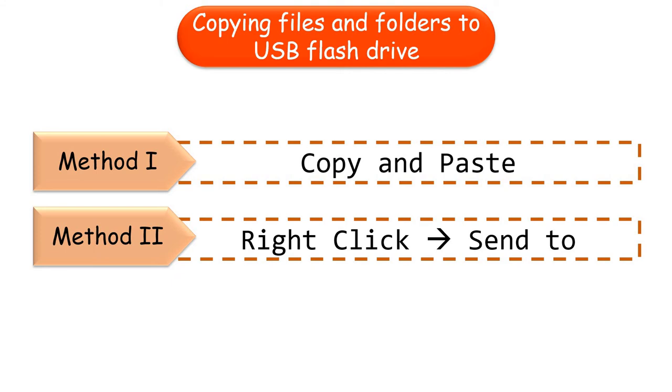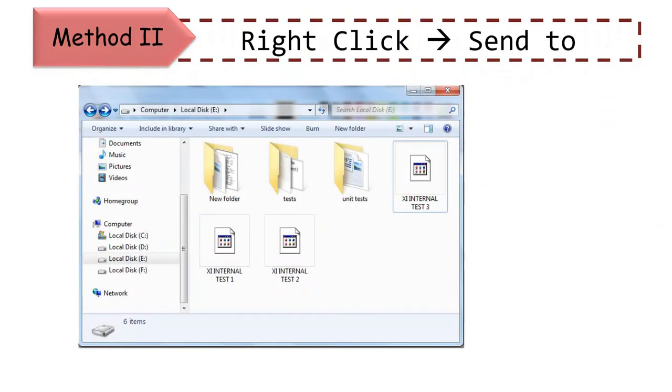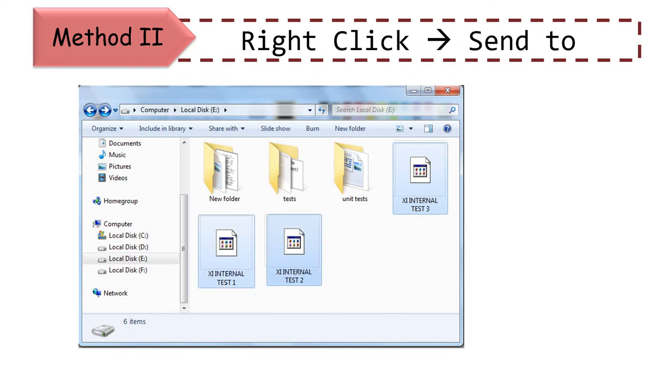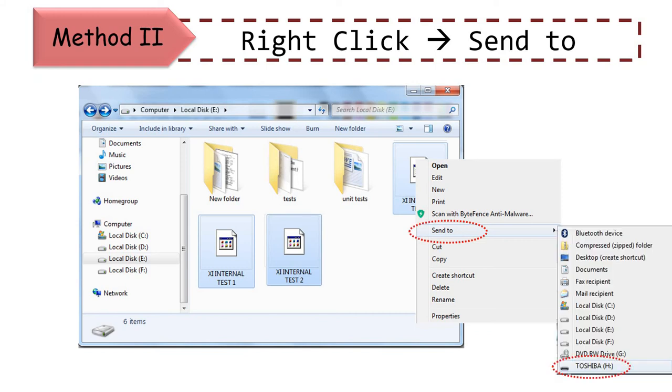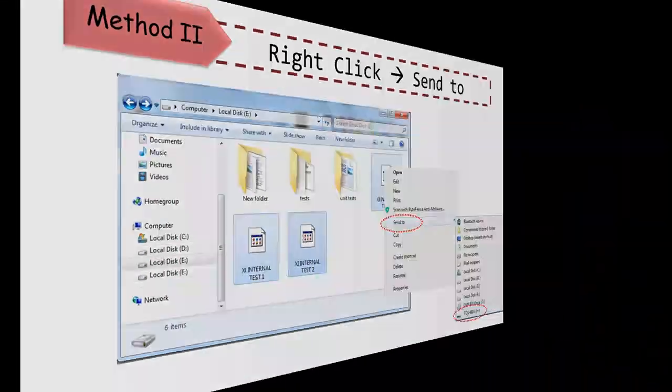Since we have already seen the copy and paste method, I am skipping that. We'll directly go on to the second method, right click send to. For that you select the file or folder which you want to copy to your pen drive or USB drive. Then right click on the selection and select send to and select the pen drive. That's it. Very easy.